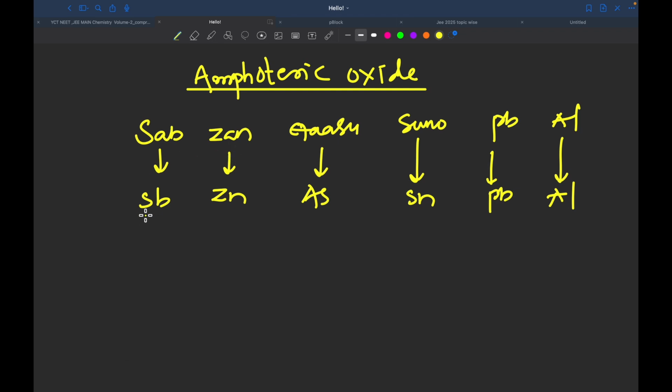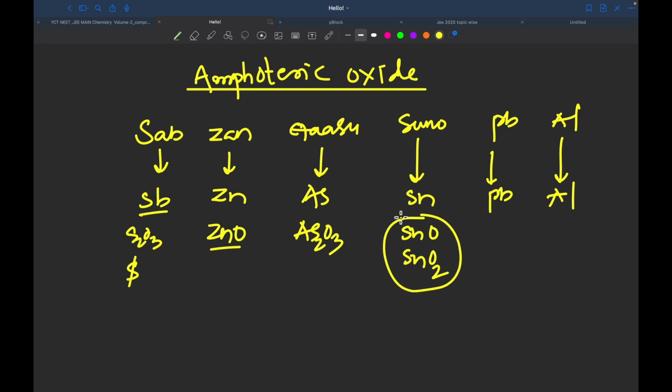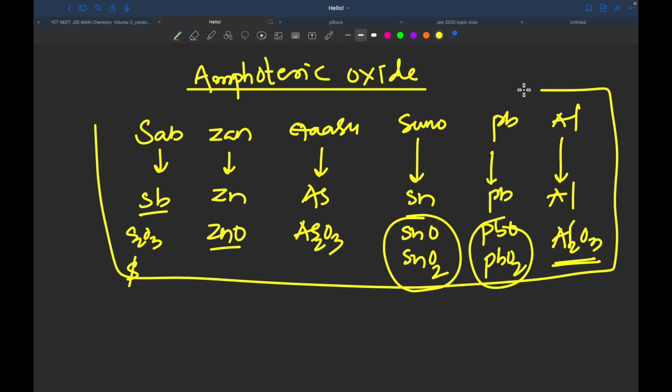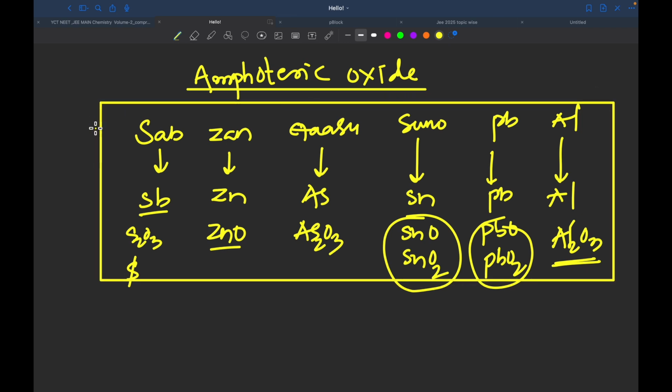All oxides of Sb, so you take Sb2O3, is an amphoteric oxide. Zinc oxide is amphoteric. Arsenic oxide is As2O3. Tin has two oxides, SnO and SnO2, both amphoteric in nature. Lead has two oxides, PbO and PbO2, both amphoteric in nature. Al2O3 is also an amphoteric oxide. Note this down. Very important: which of the following is not an amphoteric oxide? These types of questions are asked.